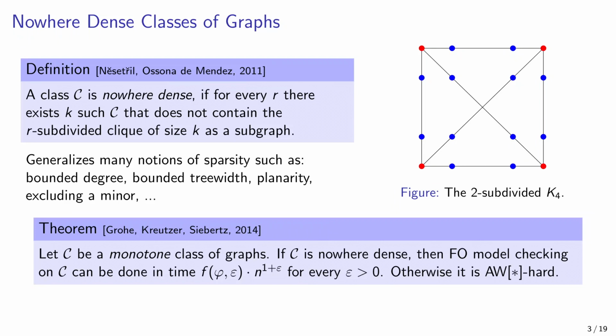And at STOC 9 years ago, Grohe, Kreuzer, and Siebertz showed that for monotone classes of graphs, which is classes of graphs that are closed under removing vertices and edges, nowhere density is exactly the limit for first order model checking. If the class is nowhere dense, you can do the model checking in almost linear time. Otherwise, it is AW star hard.